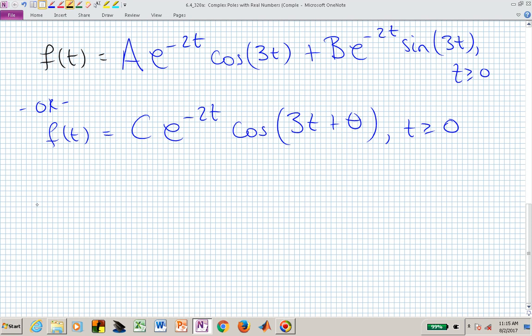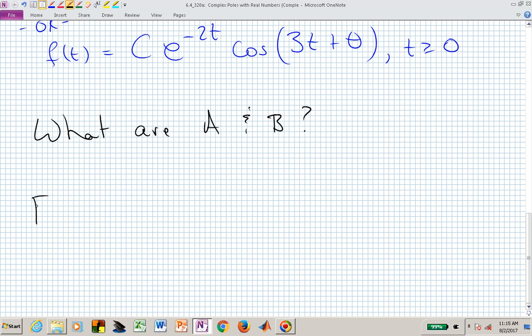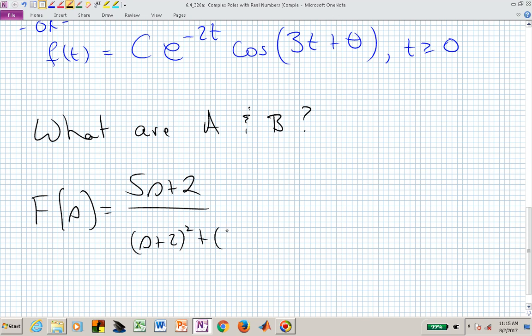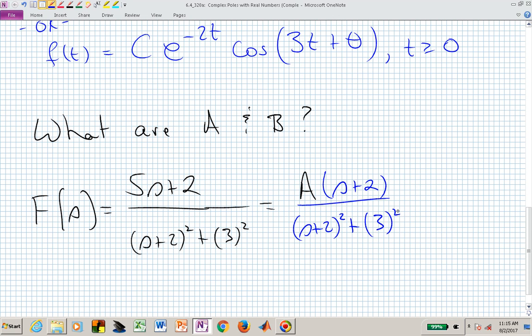So we're asking the question, what are these coefficients, or what are their values? What are the values for a and b? Well, the way that we will do that is we will say F of s is now 5s plus 2 over s plus 2 squared plus 3 squared. And now we know that that's some linear combination of a cosine, but we know the structure of the Laplace transform of an exponentially damped cosine. It's s plus 2 over s plus 2 squared plus 3 squared.